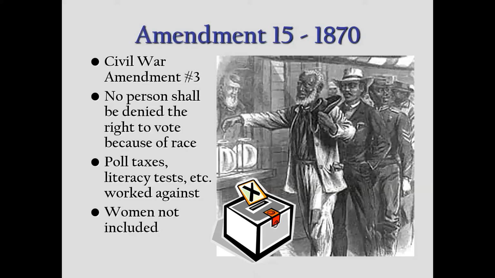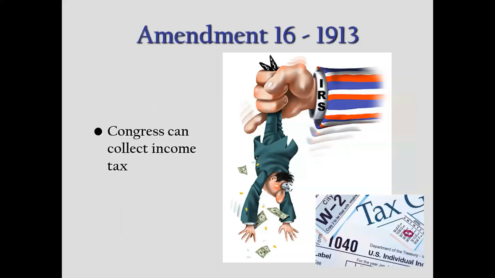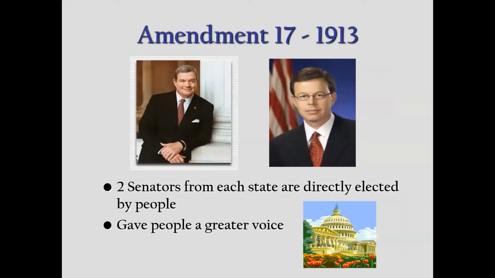The 16th Amendment was passed in 1913, and it will impact everyone in this room at some point. The 16th Amendment gave Congress the power to collect an income tax. So any money that you make, the government gets a piece of it. The 17th Amendment changed how the election of senators took place. It passed in 1913, so that two senators from each state are directly elected by the people, and it gave people a greater voice. So we've got another election-related amendment, and again, we'll have a couple more.